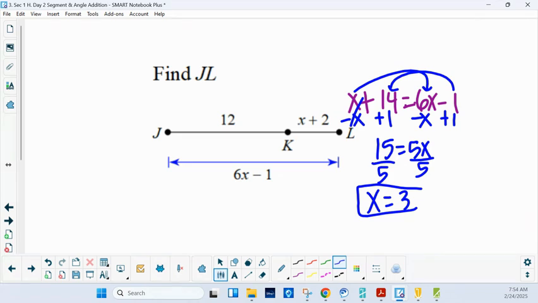So the whole shebang. You can do a couple things. You could plug it in here and add it, or you could plug it in down here because that is showing the full amount. Let's just go ahead and plug it in there. What is 6 times 3? 18 minus 1. How long is JL? 17. Questions so far? Nothing too crazy.